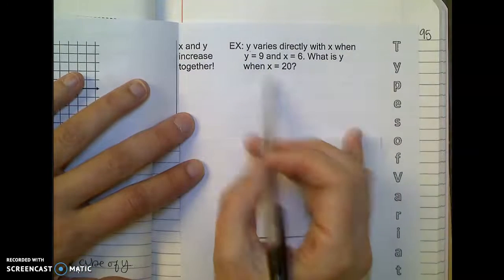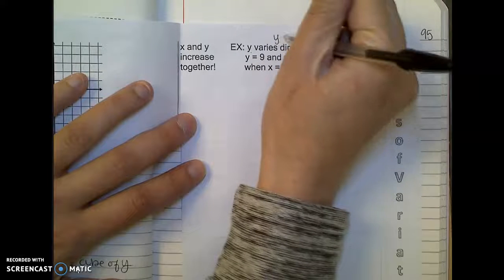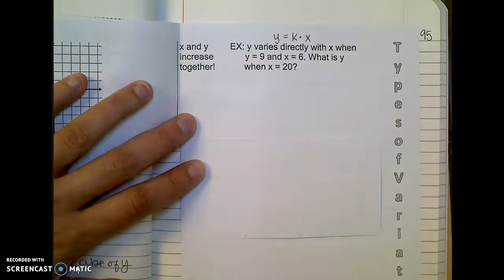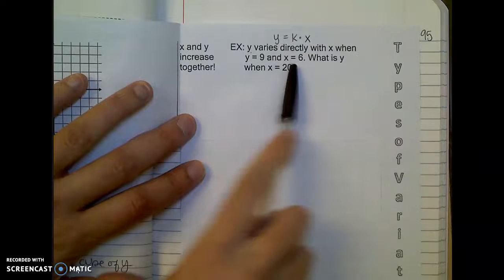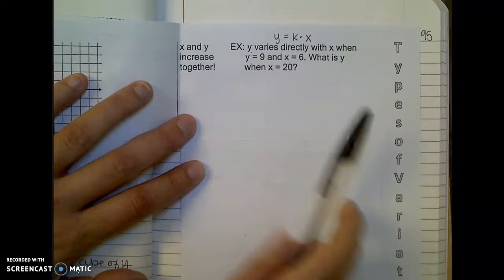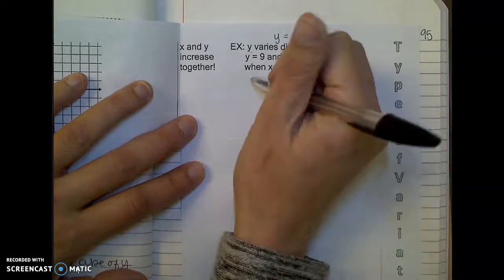If we have something that says y varies directly with x, that is just code for y is going to look like k times x, some number times x. When y is 9 and x is 6, that will allow me to then find that k value. Then I can find other values, because if I have an equation, I can find other values. So then what is y when x is 20?